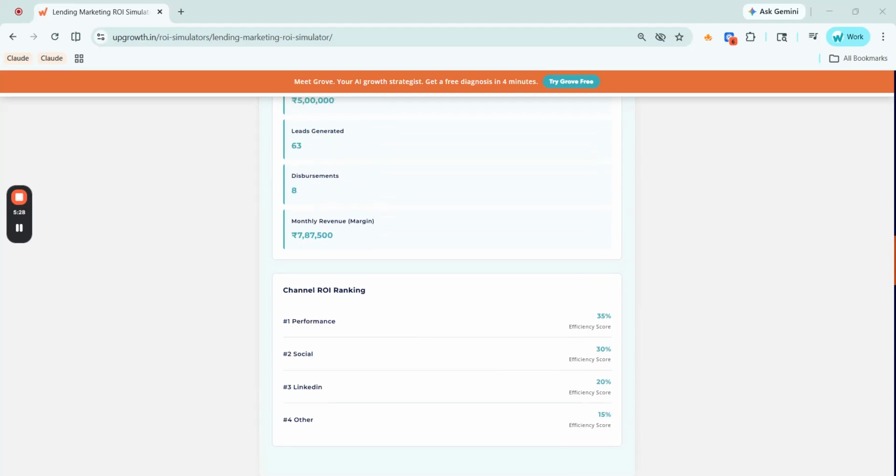So, lending businesses often look at lead volume and approval rate, but rarely connect those numbers back to the original ad spend in one model. This simulator closes that gap. It shows you that rupees 5 lakh a month on a balanced channel mix produces 8 disbursements a month at a 12% lead to disbursement rate, and that rupees 94 lakh in annual margin income is the final financial return on that investment. It also tells you which channel is working hardest, so you can decide whether to shift budget toward performance or scale social.